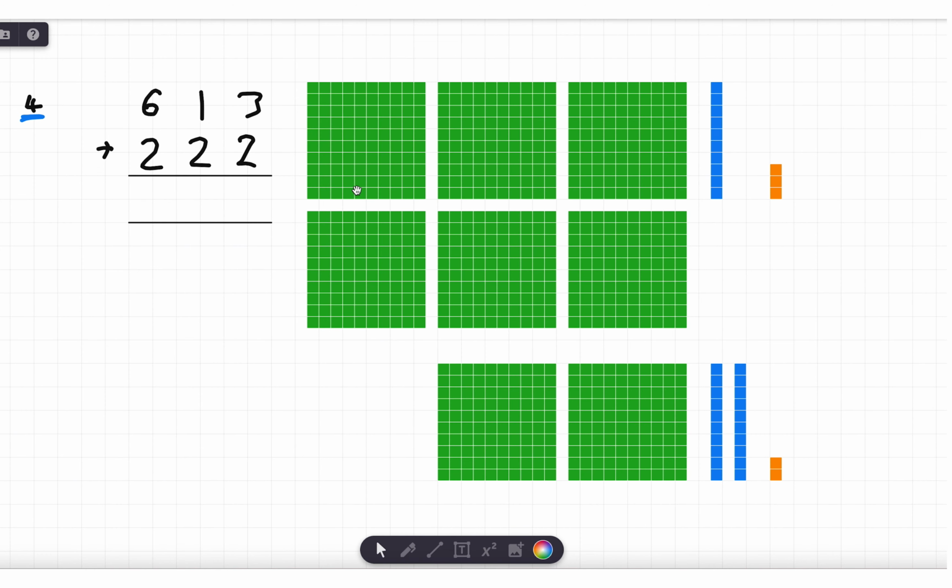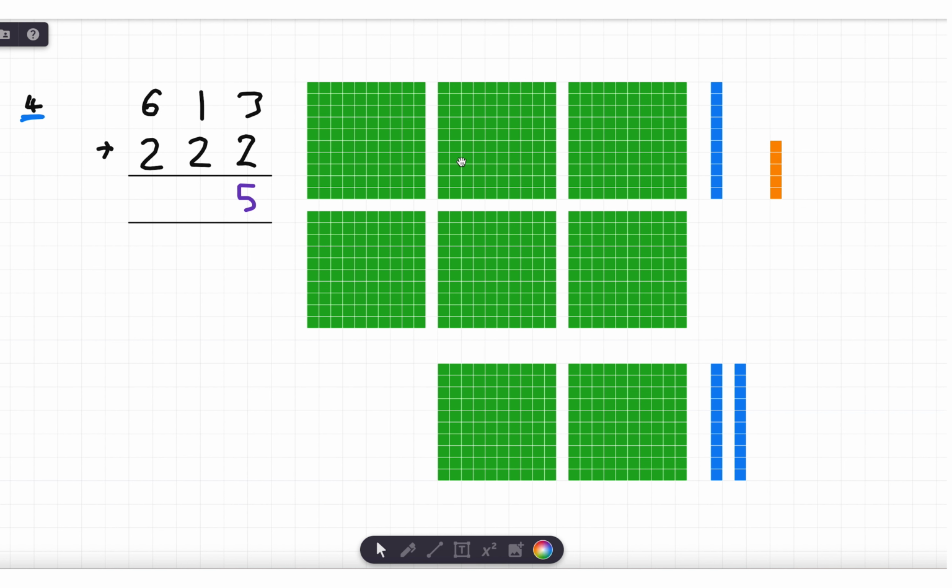And question number 4. So we have 613, so 10 and 3 units, added to 222. Starting with the units again, 3 plus 2 is 5. We can add this together.